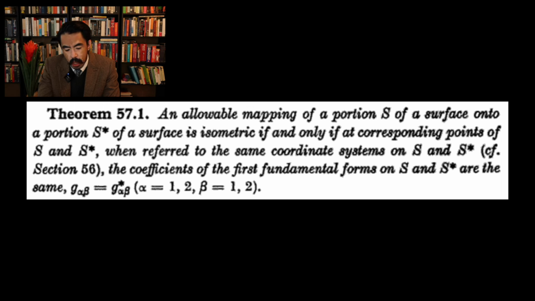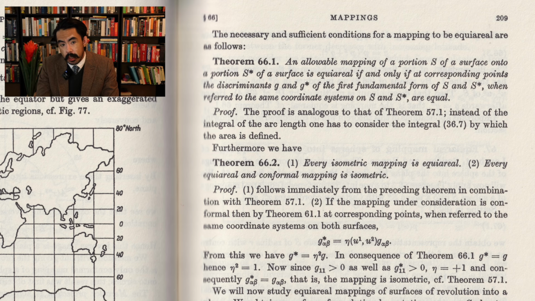We have that an allowable mapping of a portion S of a surface onto a portion S star of a surface is isometric if and only if at corresponding points of S and S star, when referred to the same coordinate systems on S and S star, the coefficients of the first fundamental forms on S and S star are the same. G sub alpha beta equals G star sub alpha beta. Plug everything in, make sure that the integrals are all equal, and so basically the proof of theorem 66.1 is saying just do the same thing. So awesome. We're going to continue on. Furthermore, we have theorem 66.2, which has 2 parts.